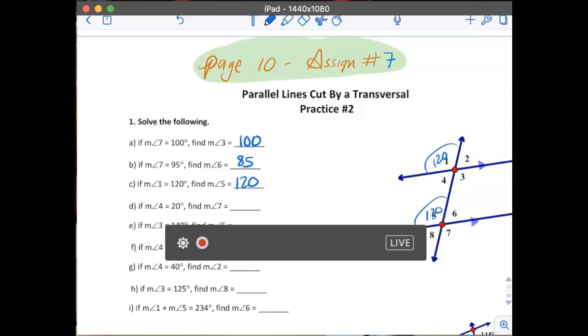Same, 120. If angle 4 is 20, what's angle 7? This one's a little tricky because it doesn't have a name, but if that's acute and this is obtuse, they have to add up to 180. They don't really have a name like the other ones, but if you were to move this up here, it would be 160, so it would be the same down here.